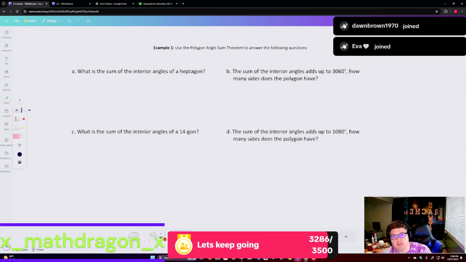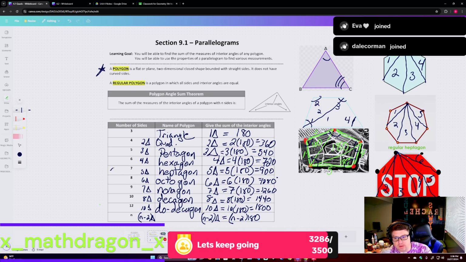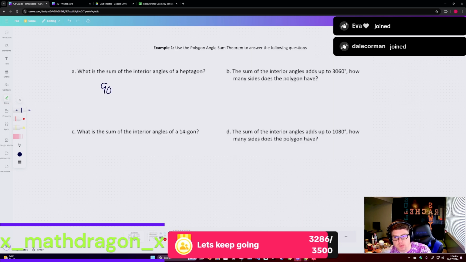So we're going to use that angle sum theorem to answer the following question. What is the sum of the interior angles of a heptagon? Well, a heptagon is our 7-sided figure. And for our 7-sided figure, we did 900 degrees. So we can just put 900 here. You could do n minus 2 times 180. Put 7 minus 2 times 180, which is 5 times 180, which is 900.